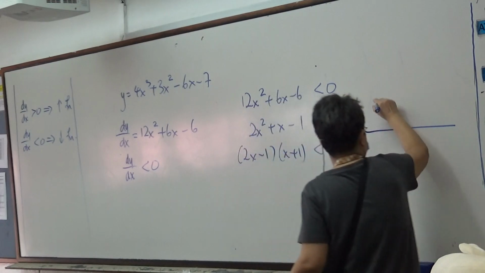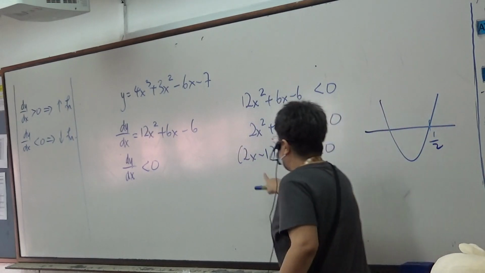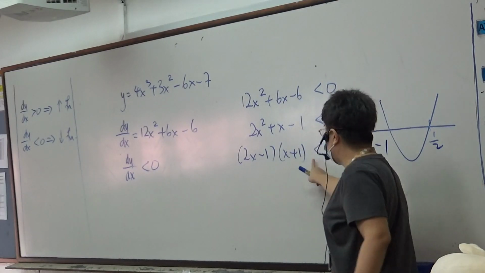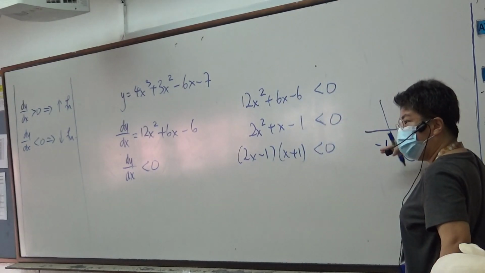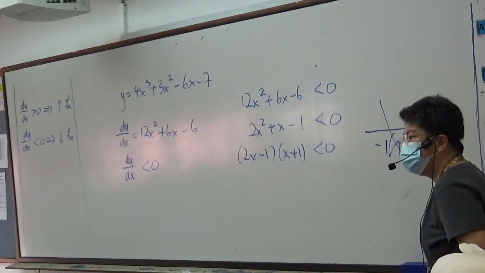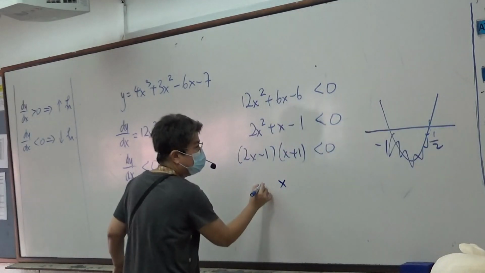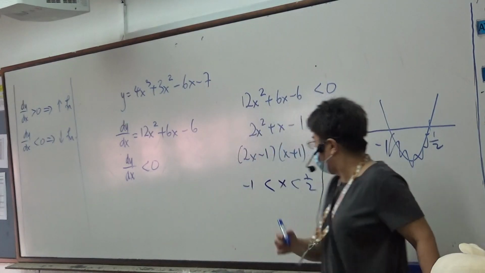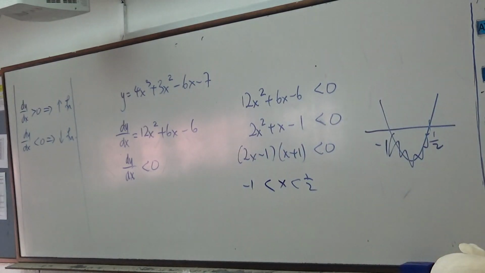This one, the answer is half, right? What's this answer? Negative 1, right? It must be less than 0, that means below the axis, right? So it's this range, right? So what is my x? So for this particular range, y will be decreasing. Is that clear to everyone here?